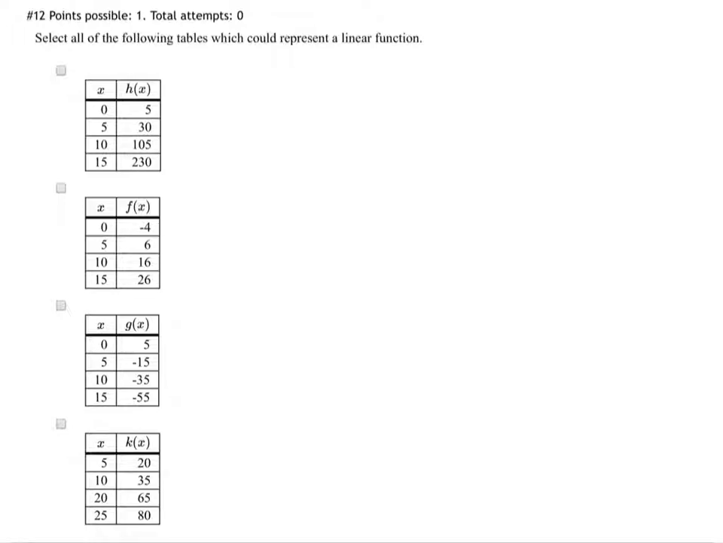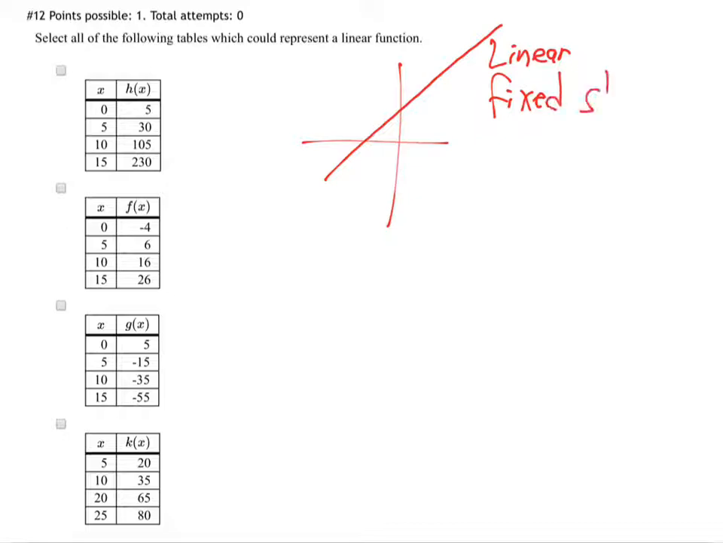Yeah, because something that's linear, if it's linear, it has to have a fixed slope. Meaning, it has to be going up. This is the x and this is the y, right? Function values, remember h of x or f of x, this is y. All the functions, g of x, h of x, f of x, those are y values.